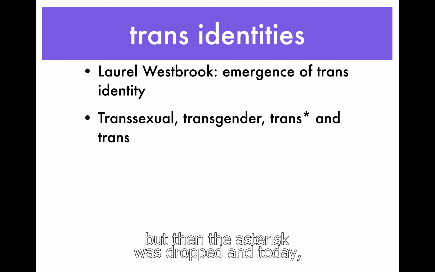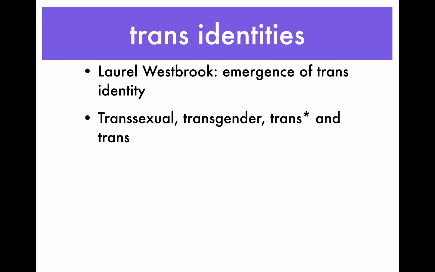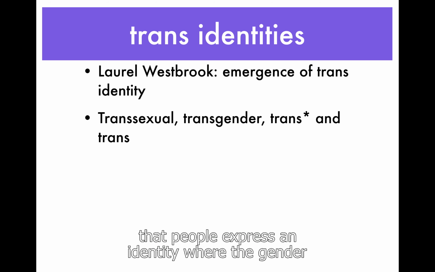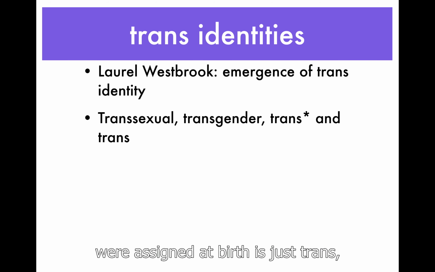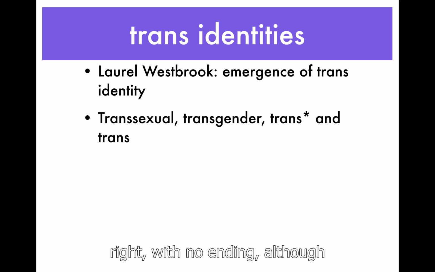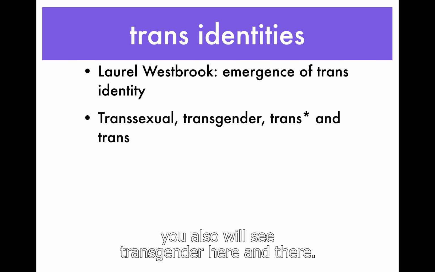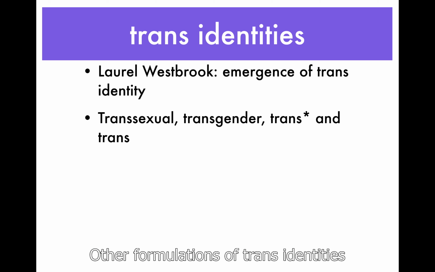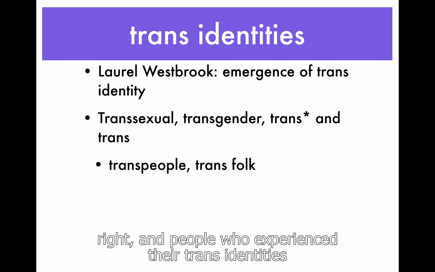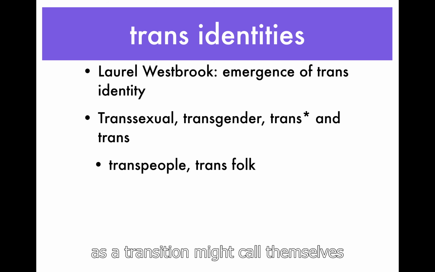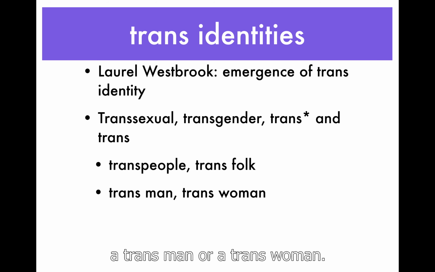But then the asterisk was dropped, and today the most common way that people express an identity where the gender that they live is different from the sex they were assigned at birth is just trans, right, with no ending, although you also will see transgender here and there. Other formulations of trans identities that you might see include trans people or trans folks, right? And people who experience their trans identities as a transition might call themselves a trans man or a trans woman.